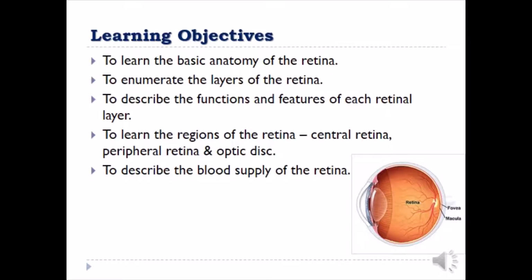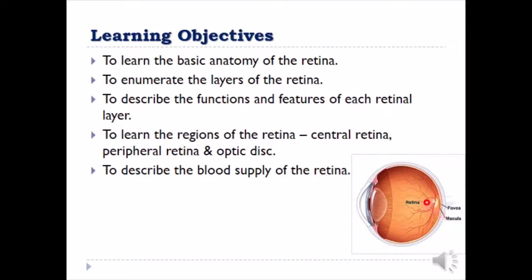So here are the learning objectives. We are going to learn the basic anatomy of the retina, and it has multiple layers, in fact 10 layers. We will be talking about the different layers of the retina. All the layers we need to remember, as well as learn each one separately. We will also describe the functions and features of each retinal layer, and we have to learn different regions of the retina.